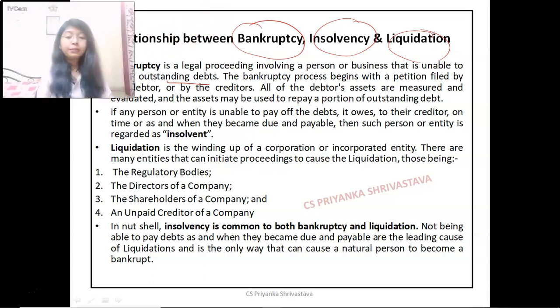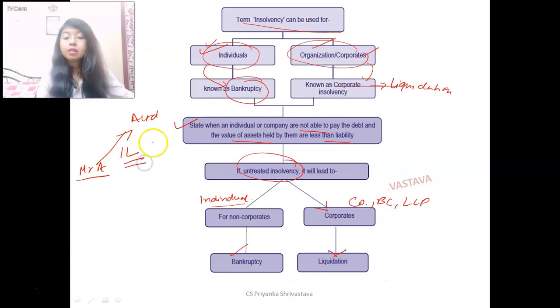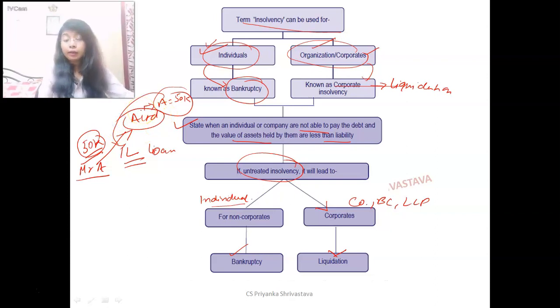Suppose, for example, this is Mr. A and this is A Limited. Mr. A has given 1 lakh rupees as a loan to A Limited, and the asset of A Limited is 50,000. So even after paying from the asset, 50,000 is still left to be paid, and now A Limited is saying that I don't have any more money to repay this amount.